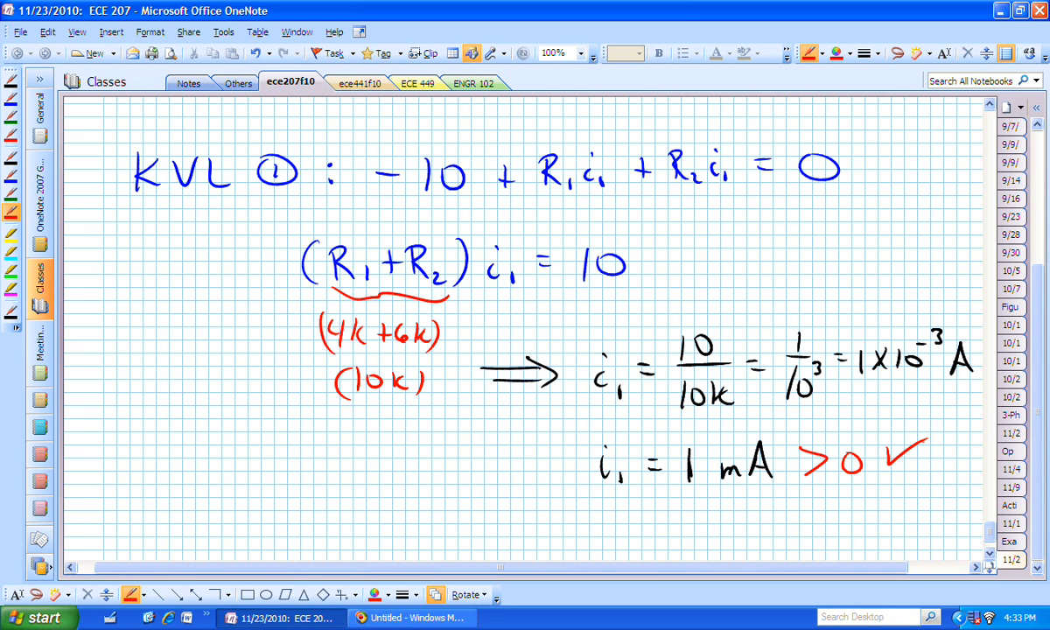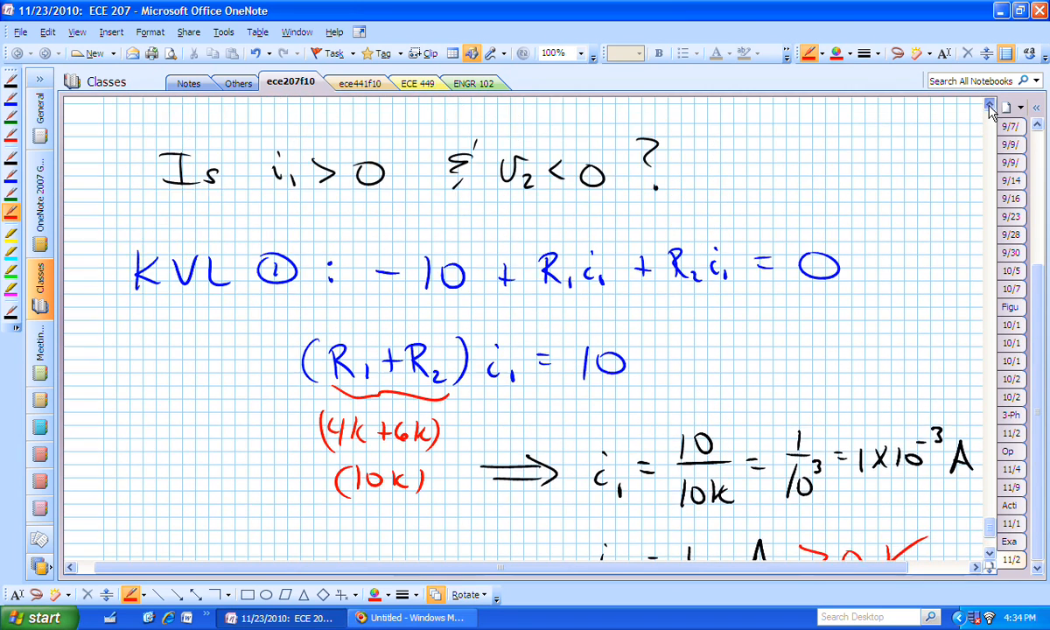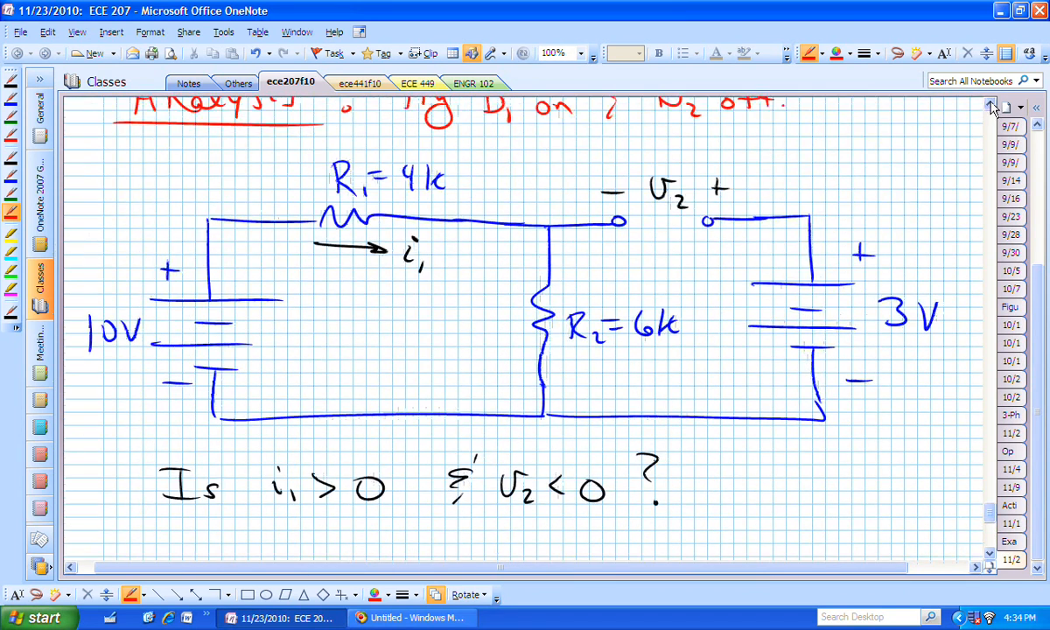But we still have one more check to do. We need to make sure that V sub 2 is negative. What was V sub 2? If we go back to our diagram, how do we check V sub 2?